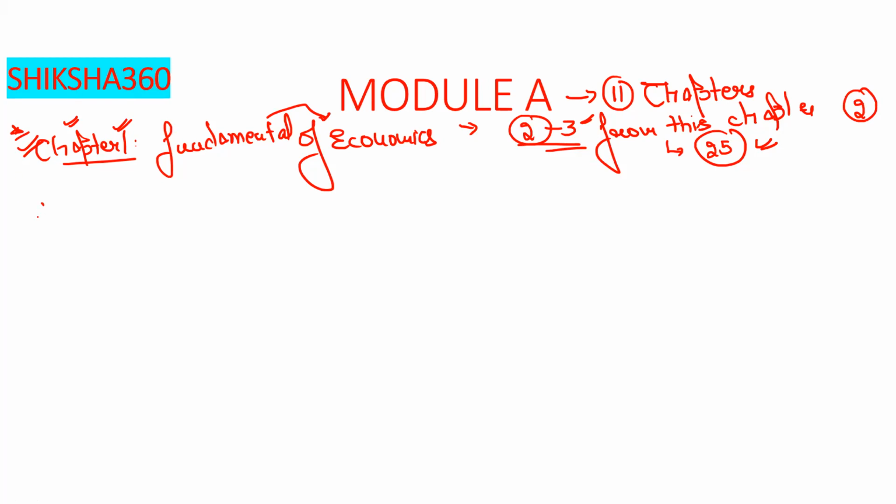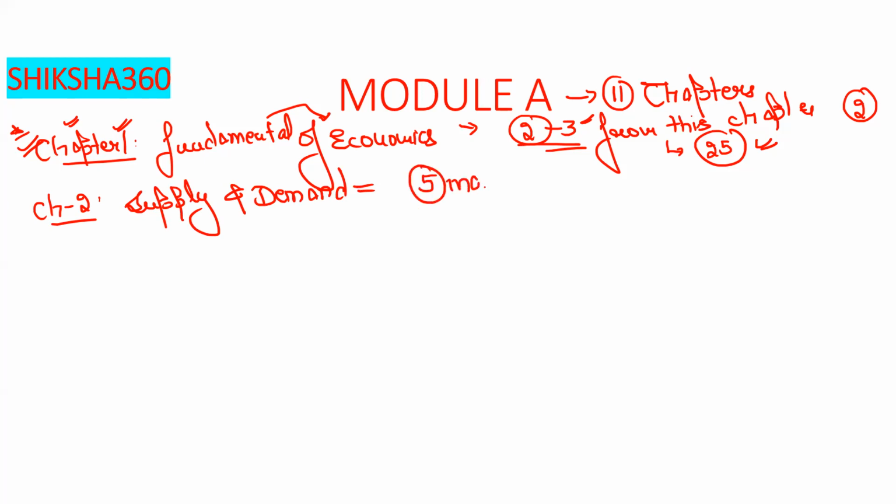Next one is chapter 2. Chapter 2 is supply and demand. Here we will expect one case study of 5 marks, or 2 to 3 questions. Out of that, we will expect both numerical and case study.